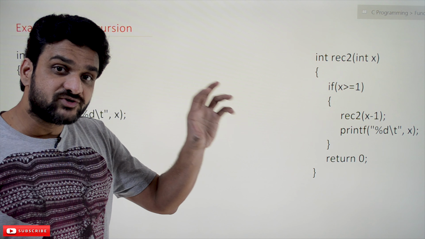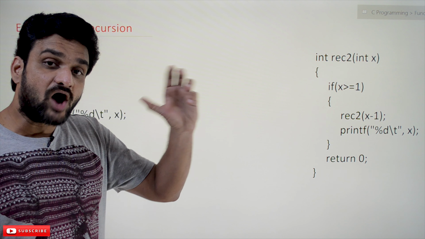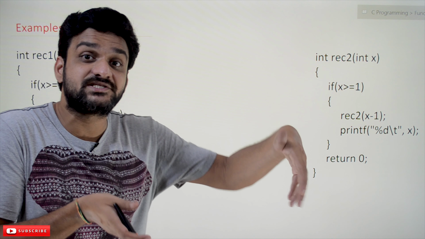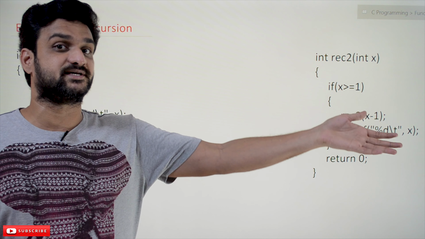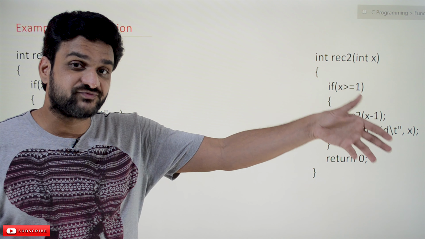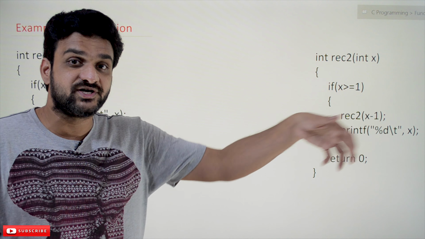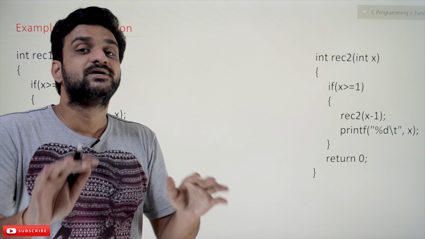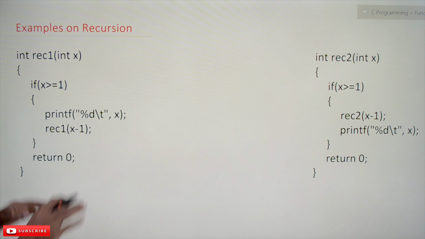Whenever we use recursive functions, how the outputs will get generated is based upon the concept of process, which we have already discussed in our previous videos. Based upon that, the output of the recursion will depend. So let's try to understand that concept by using these two examples.